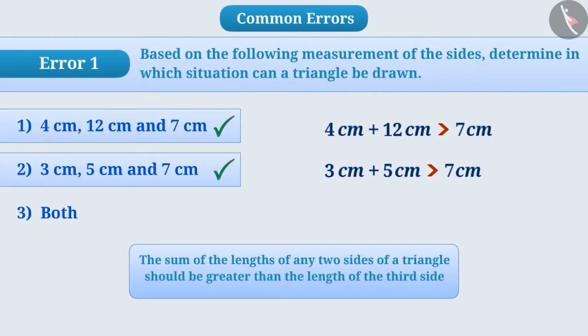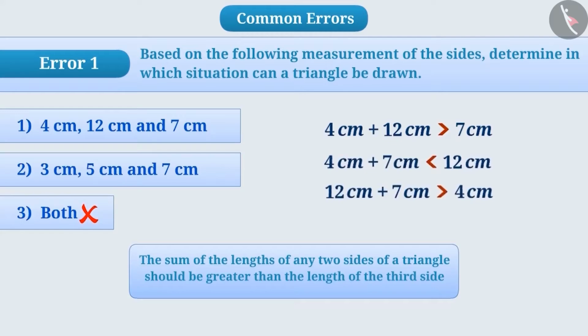In both options, they do not consider it necessary to take different pairs of sides and compare their sum with the length of the third side, and ignore it. Since both the options appear to be correct to them, they give option 3 as the answer. But this is an incorrect answer.